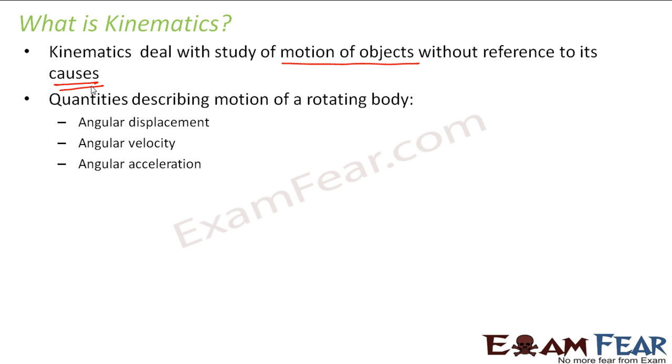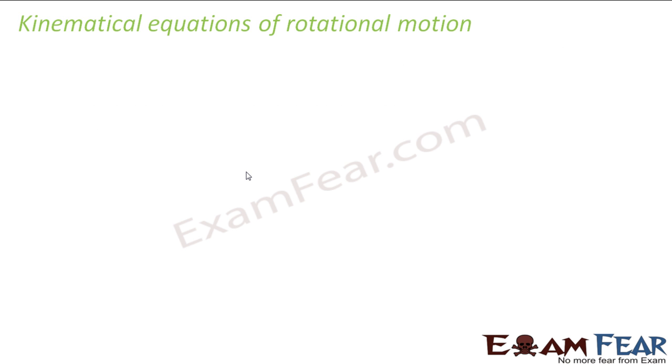Right? So what are the quantities which describe the motion of a rotating body? Angular displacement, angular velocity, and angular acceleration. Like in case of linear motion, we have linear displacement, linear velocity and acceleration. So in case of rotational motion, we have angular displacement, angular velocity and angular acceleration. I have explained each of these in detail in our previous slides. So here we will look at the kinematical equations for rotational motion.